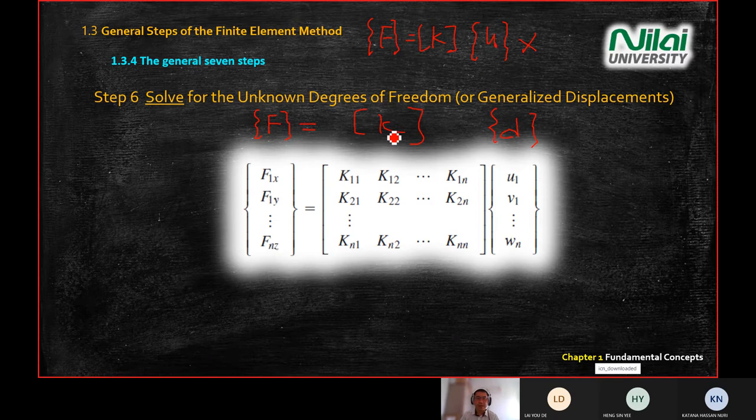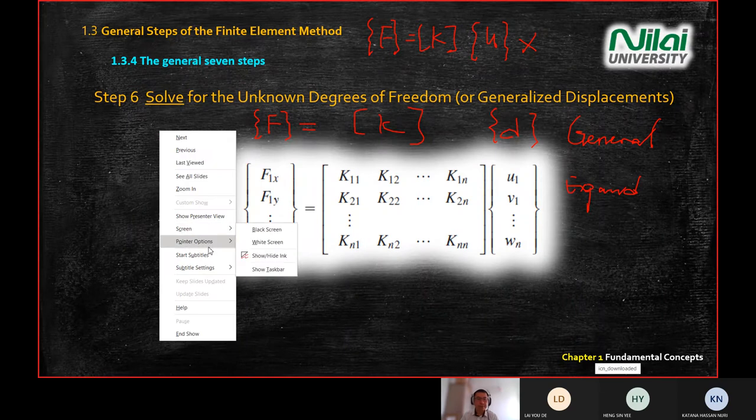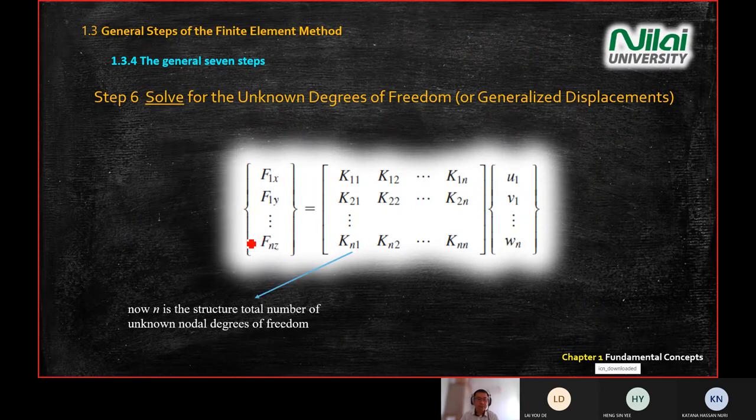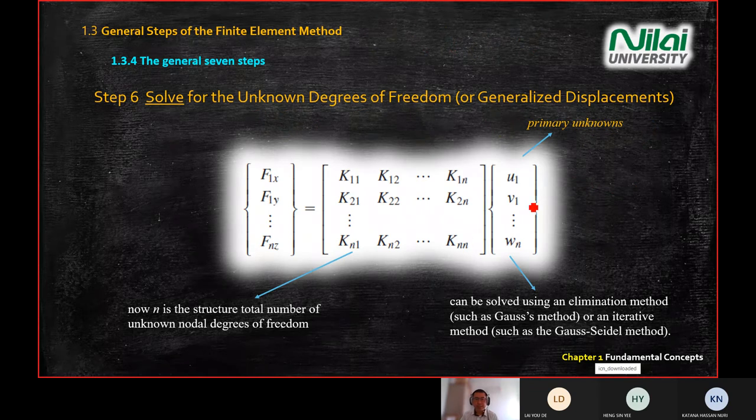So this is the general symbol that we use throughout this module: capital F equal to capital K and a small d. This represents the displacement, stiffness, and force. A reminder, don't confuse the expanded equation with the general equation. This is the expanded format, and this is the general equation. So don't confuse between these two. This is the unknown that we're going to solve in step number six. All this displacement we're going to solve.